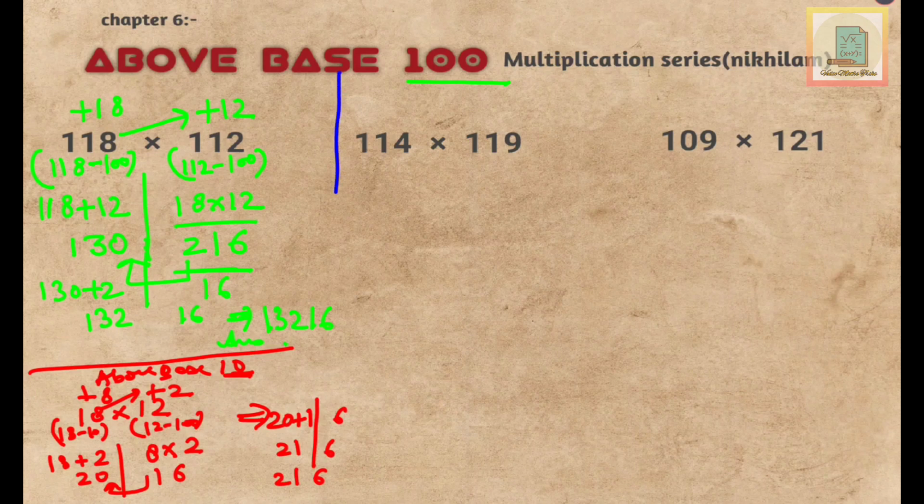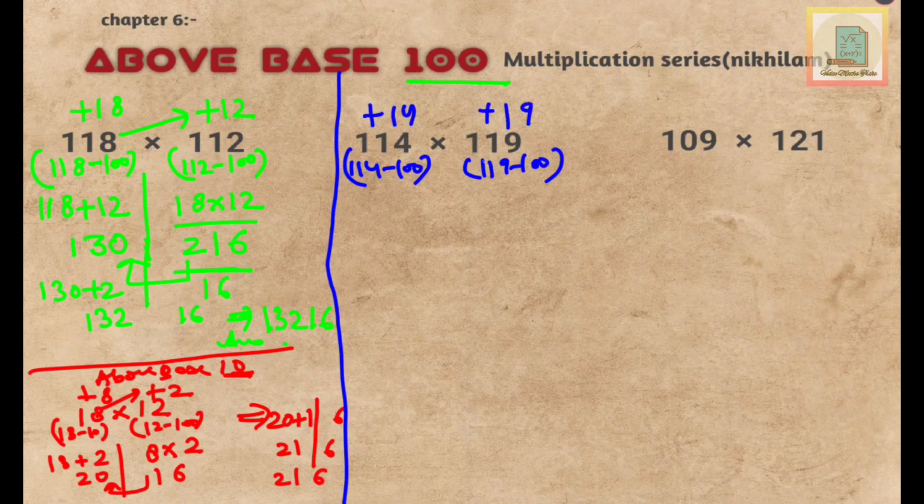Now let's take some more examples of these questions. Now 114 multiplied by 119. Now first we will take the deviation. So 114 minus 100 and 119 minus 100. So the deviations are plus 14 and plus 19. Now in the first partition we get 114 plus 19, which is first number plus the second deviation, and in the second partition 14 multiplied by 19, which is multiply the deviations.